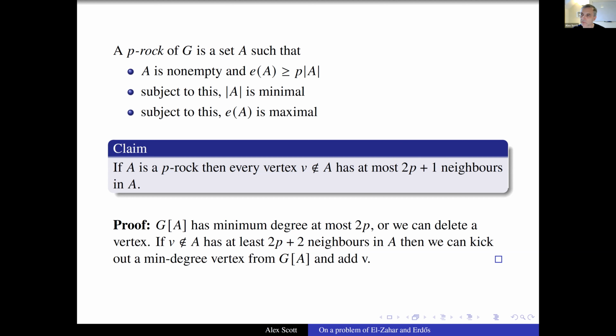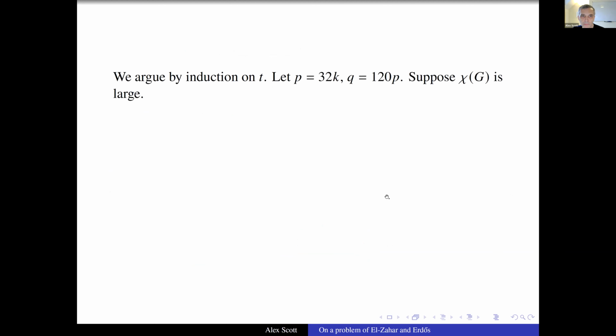So this is going to turn up a bit later where we think about how big the rocks are. If you have a very big rock, then vertices outside don't see too much. If you have a small rock, you maybe have to be a little bit more careful, so vertices outside can easily dominate it. Okay, so now back to the proof.